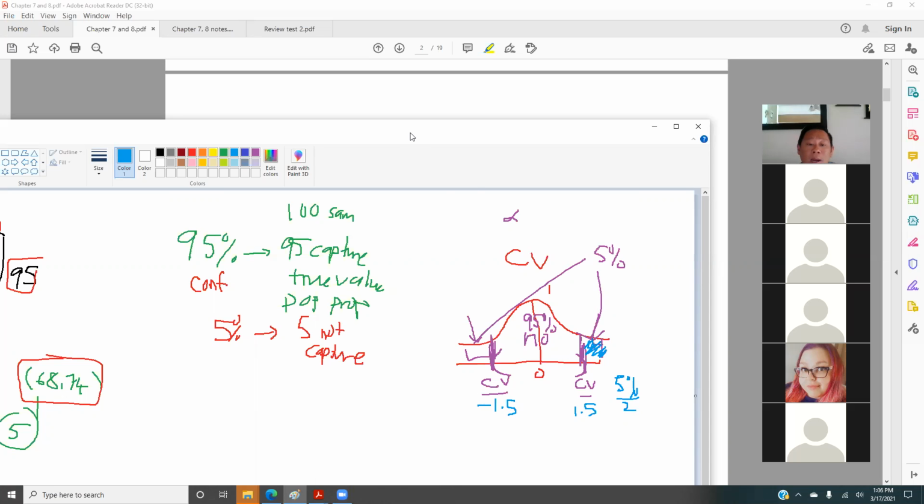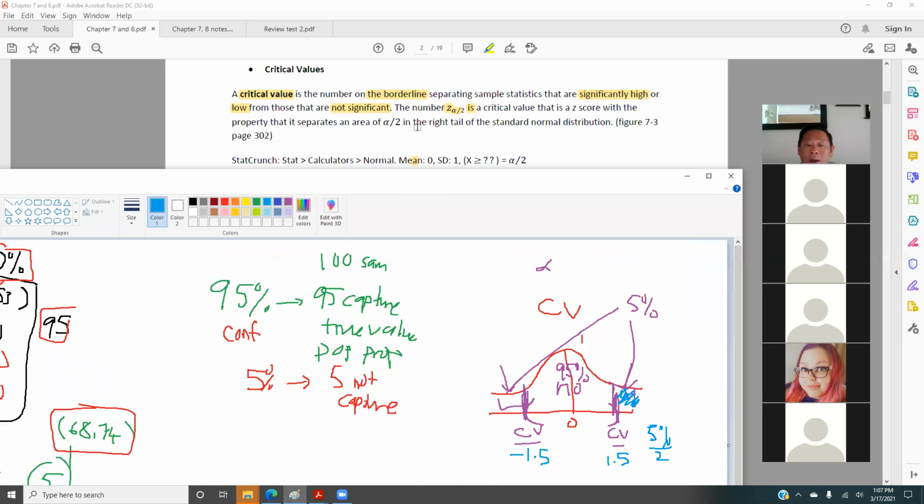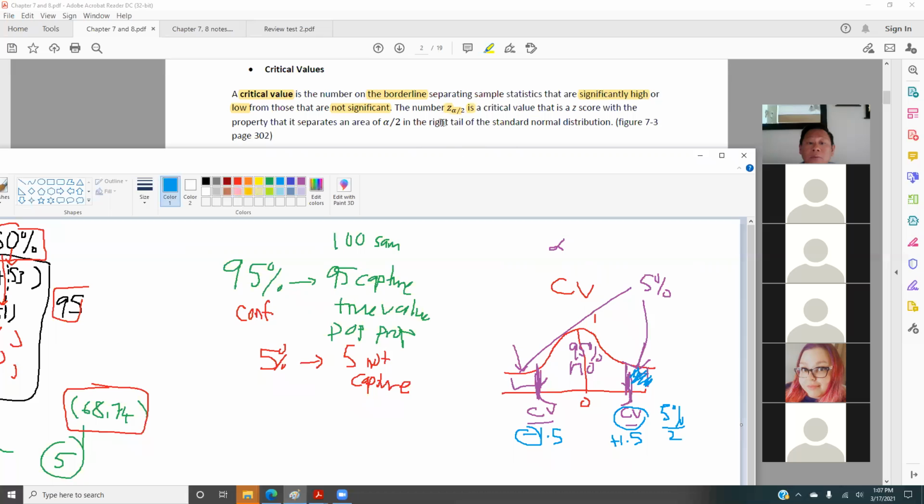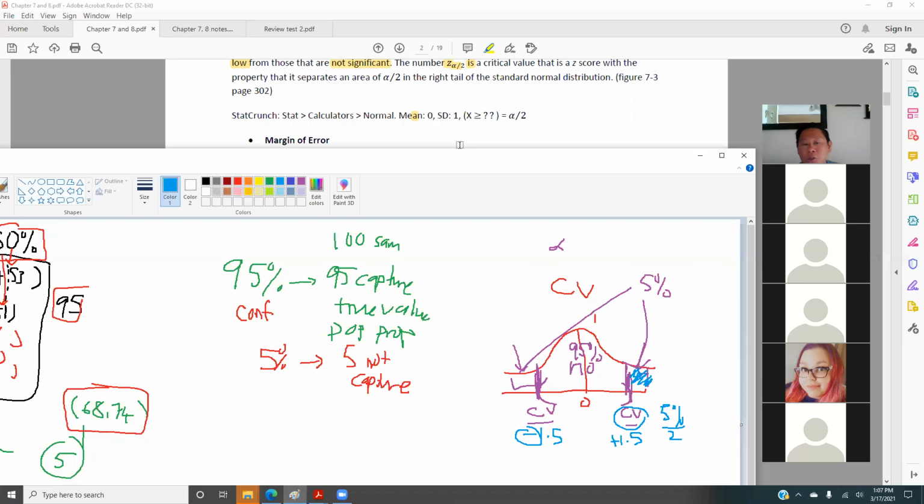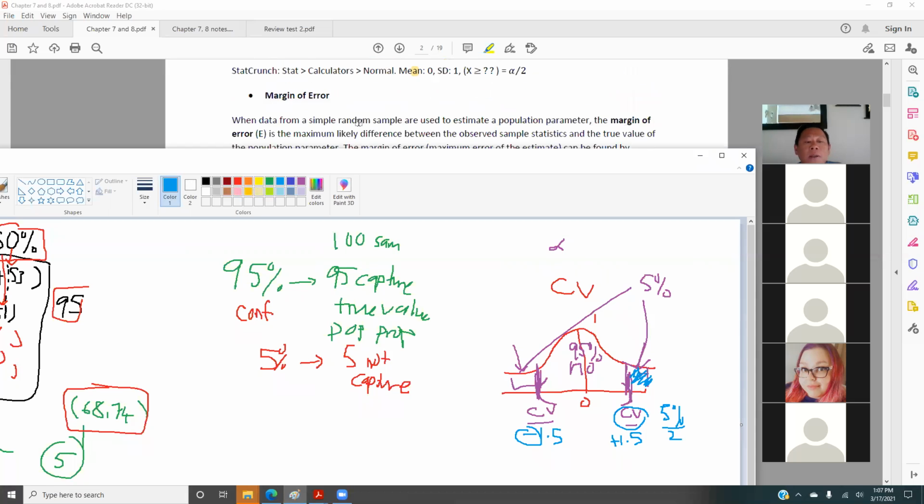So that's the reason why, when you find a critical value, you divide by 2: because you've got two sides here. Once you find one of them, which is always a positive answer, the other one is always the negative of it. And this is what we call a critical value. I will show you how to use your StatCrunch to do it.